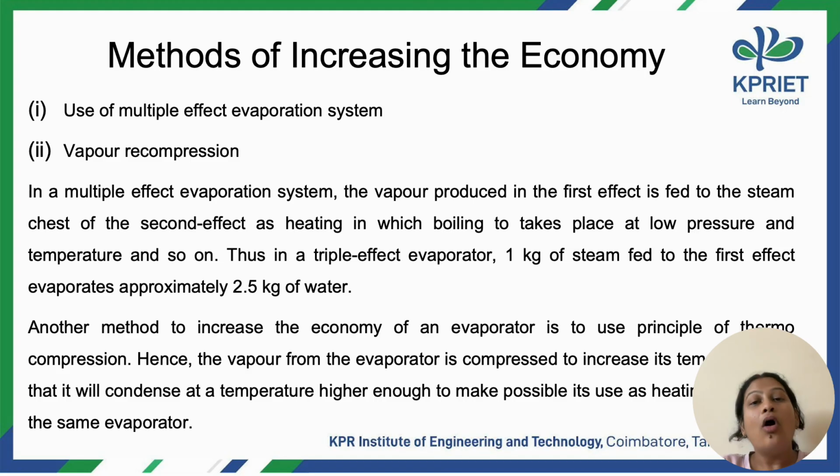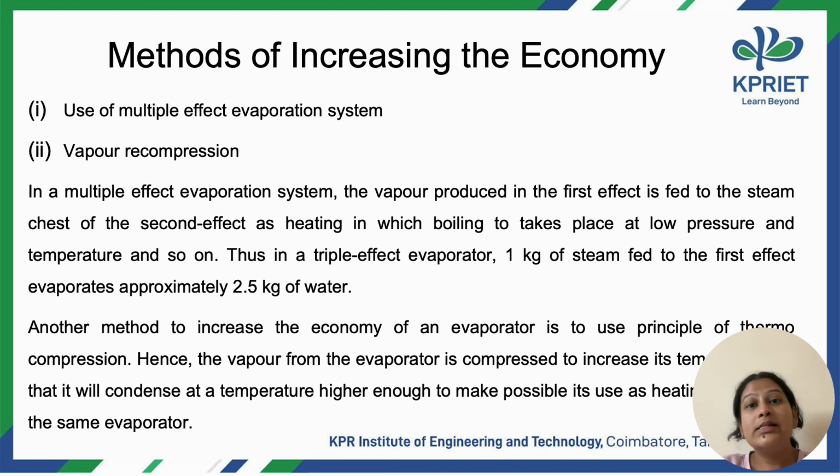As we just discussed, if we want to increase the economy, the first step is to go for a multiple effect evaporator. On the other hand, we can also go for a system called vapor recompression. For example, imagine you have a single effect evaporator. You are feeding into the evaporator 1 kilogram of steam. This 1 kilogram of steam is taken up by the solution and it evaporates some half kilogram of vapor. This vapor can be collected back and recompressed. Once it is recompressed, more heat energy is put back into the vapor, and this hot vapor can be sent back into the same evaporator.